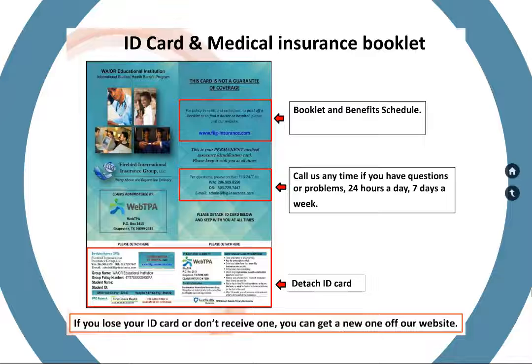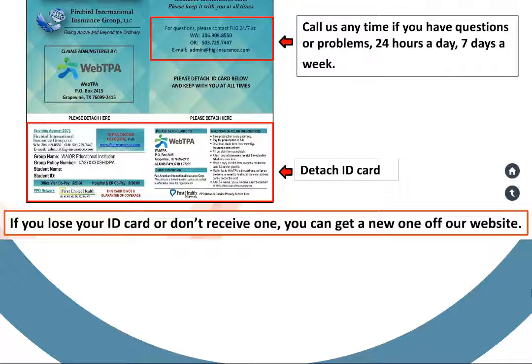You may receive this insurance ID card brochure in your packet. If you do not, you may receive instructions from your school on how to access and download this from the Firebird website. This brochure contains all the information you need to access information about the plan, such as the insurance booklet, claim forms, as well as how to contact us via phone or email. Please know that we are available to you 24 hours a day, 7 days a week. If you lose your insurance ID card, you can download another one from our website.